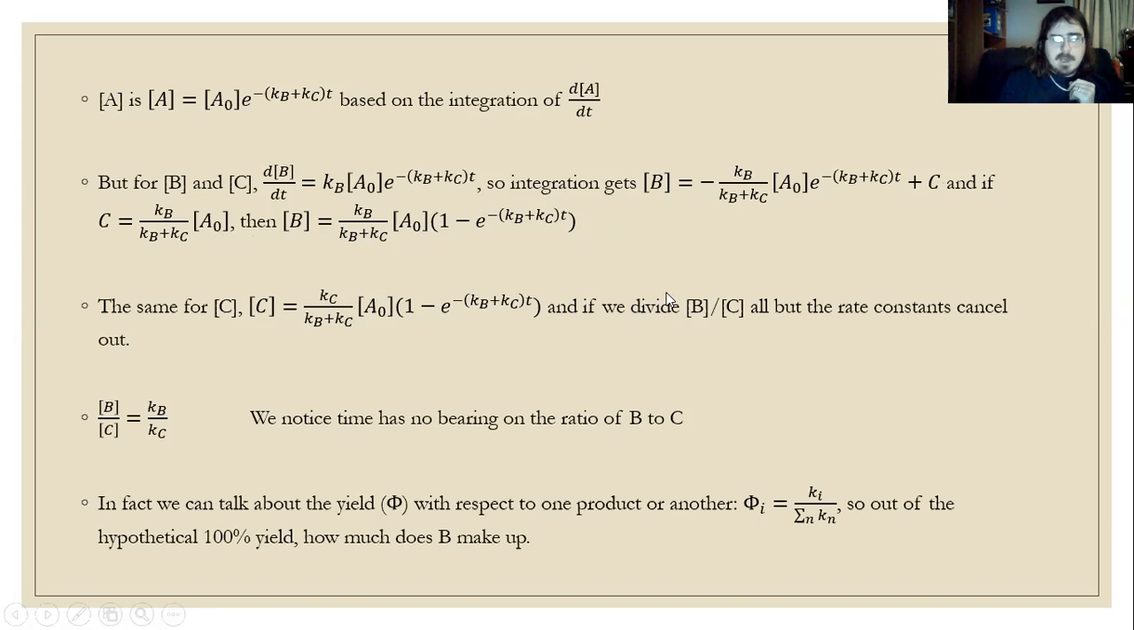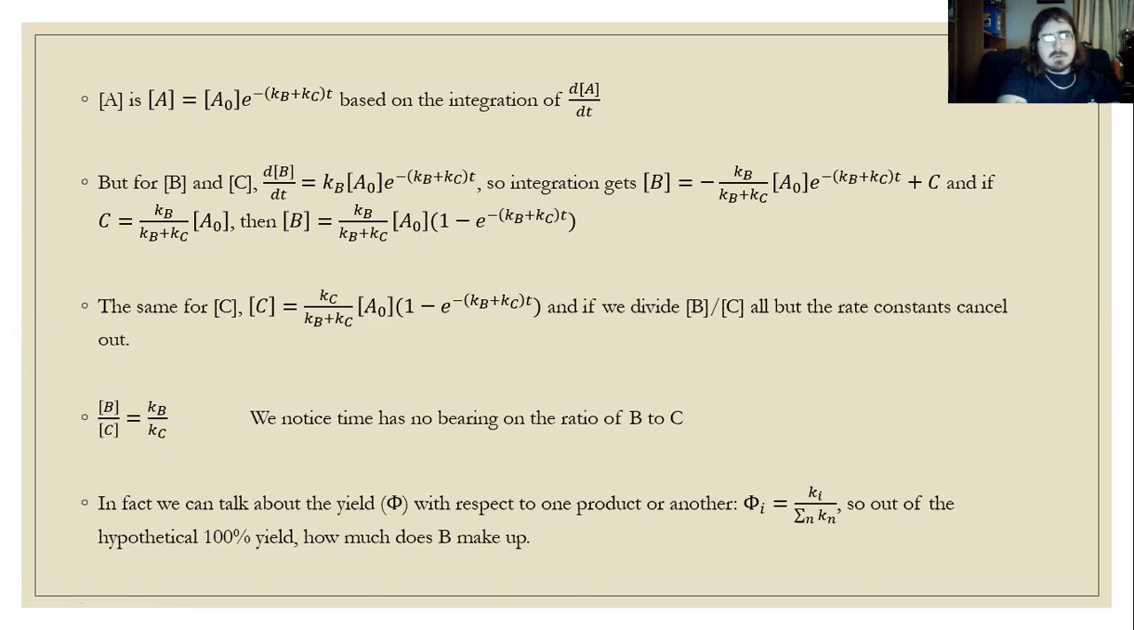So it turns out if we divide B by C, all of the rate constants cancel out, so that the ratio of B to C is equal to the ratio of Kb to Kc. So for these two parallel reactions, the ratio of the concentrations has no dependence on time, no dependence on anything other than the ratio of their relative rates. Kb is going to be one rate, and Kc is another rate. So how much of each product we get depends on their relative rates.